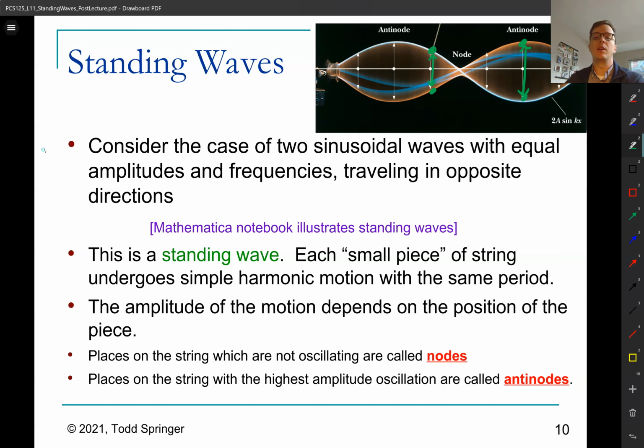Whereas for the standing wave, there are some places which have a big amplitude. We call those the antinodes. I have the biggest amplitude there. And then there are some places where I have zero amplitude. That's what we call the node. So the amplitude depends on where you are as a function of x, right? I still have simple harmonic motion, but the amplitude changes depending on which part of the string you're looking at.